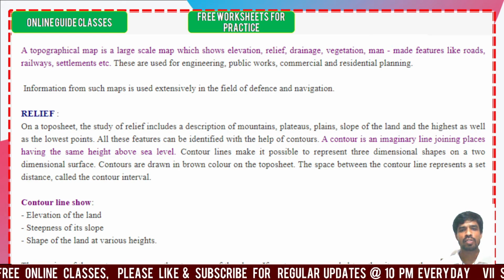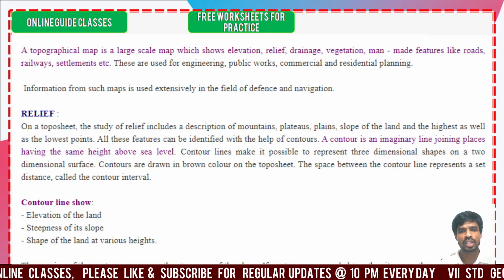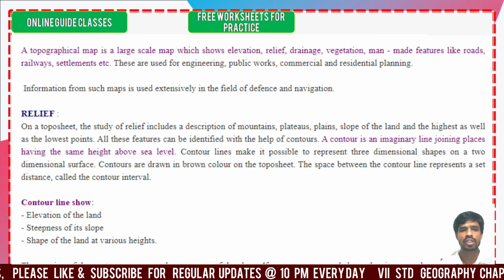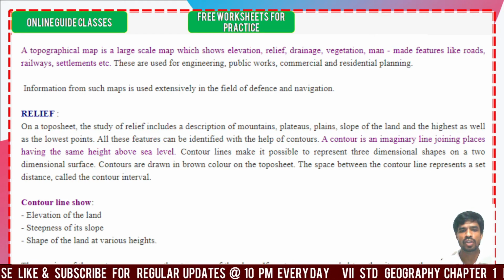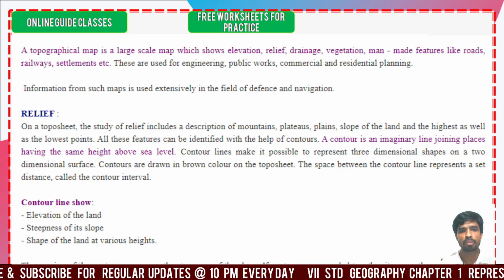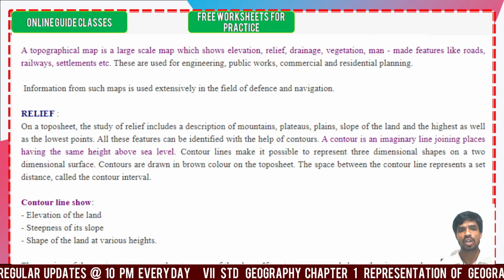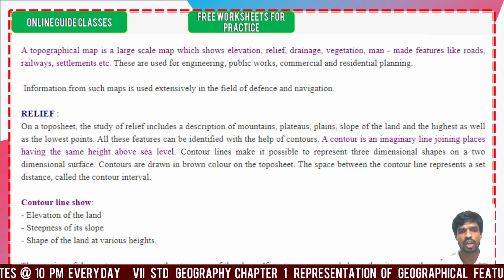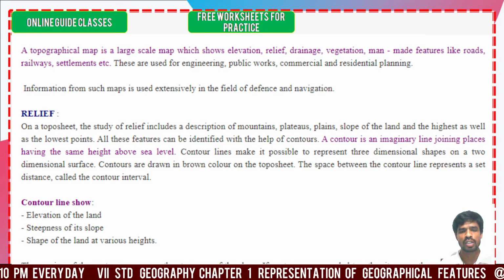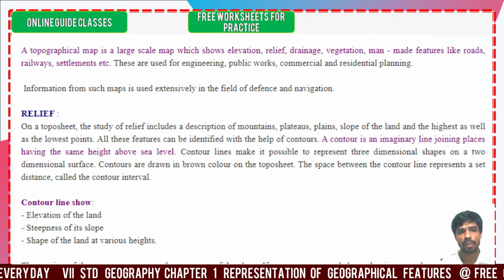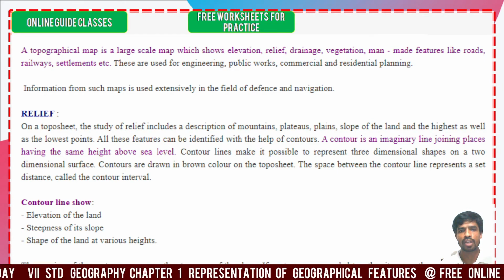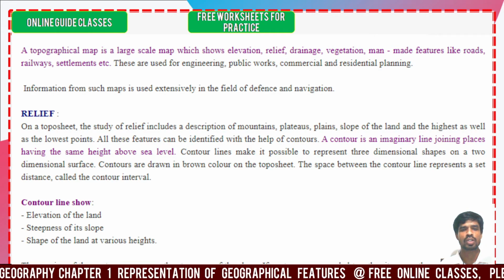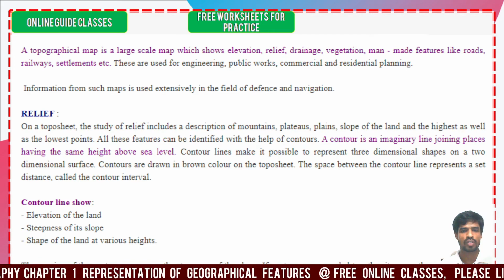Please remember. What is the meaning of contours, by the way? A contour is an imaginary line joining places having the same height above sea level. Please remember these definitions, my dear friends. And contour lines make it possible to represent shapes on a two-dimensional surface. Topographical maps are drawn on a two-dimensional surface, but as soon as the contour lines are drawn on the maps, it converts into three-dimensional shapes. Please remember this point. Contours are drawn in brown color on the topo sheet. Hope you all have seen topographical maps, my dear friends.